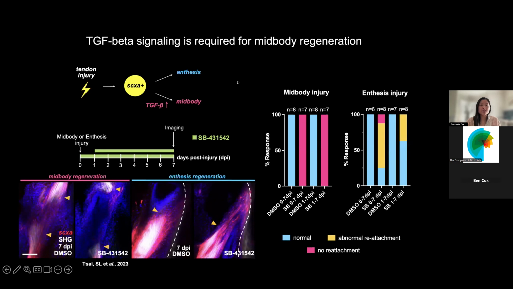This really suggested that TGF-beta signaling might be more selectively required for mid-body regeneration rather than enthesis regeneration, which begged the question of, well, what mechanisms are going to be driving enthesis regeneration then? In order to approach this question, we really needed to gain a better molecular understanding of cell populations both within the adult zebrafish tendon as well as surrounding the tendon, as well as a method to identify candidate pathways that might be driving differences at the different injury sites.